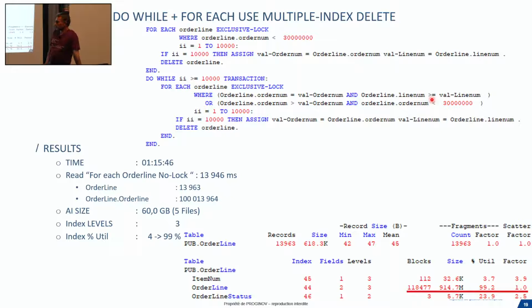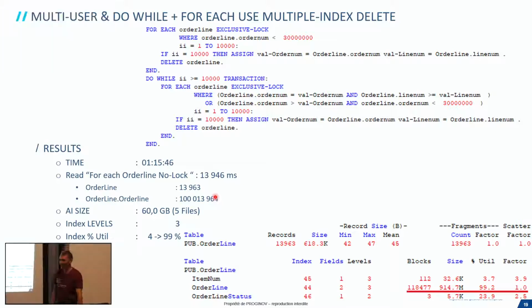The reads and for each are not the same. I read something like 10,000 order lines, but on the index, it's 100 million reads because I'm reading the placeholder. And my after image notes are something like 60 gig. So we can see the placeholder in the DB analysis too.